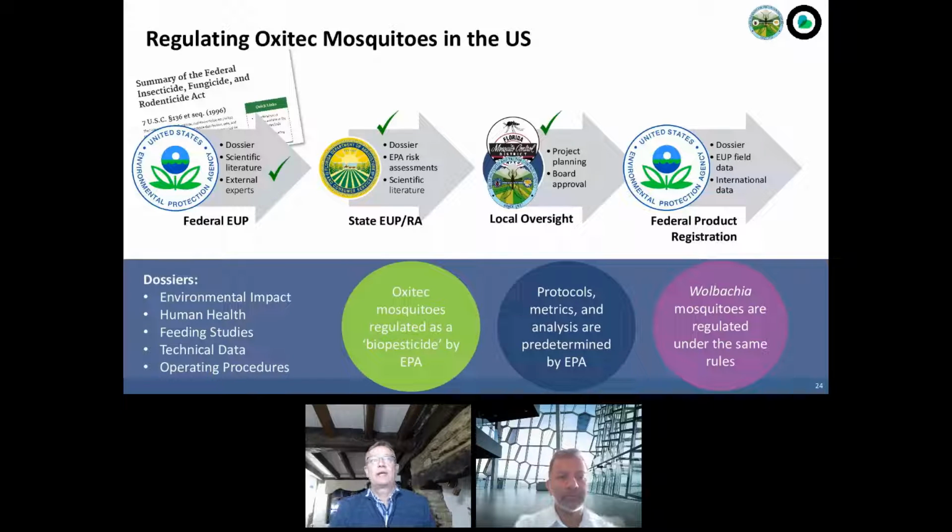Just one thing to say at the bottom here, that central blue protocols, metrics, and analysis are predetermined by EPA. It's a really important point. So these field trials that we're doing with our mosquitoes, they're designed in conjunction with the regulators. They're designed to generate the data that the regulators want to see, and therefore the regulators dictate sometimes exactly how we must generate that data. It's not something that we can move and shift around, and we have to play by those protocols, if you like, once we're out in the field, gather the data that we've been prescribed to produce, and then submit that to the regulators.